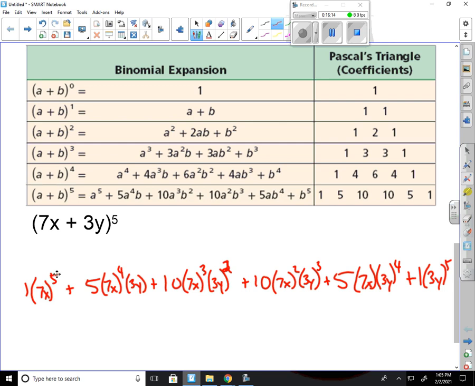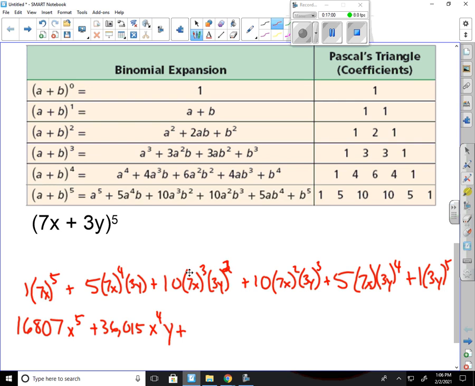7 to the 5th gives me 16,807. And then that's x to the 5th. Now, I have to make sure I do the 7 to the 4th first, then times 3 times 5, or just times 15. That gives me 36,015 x to the 4th y. Make sure your y comes after the x. Do alphabetical order.